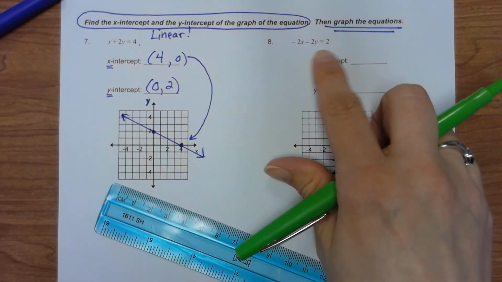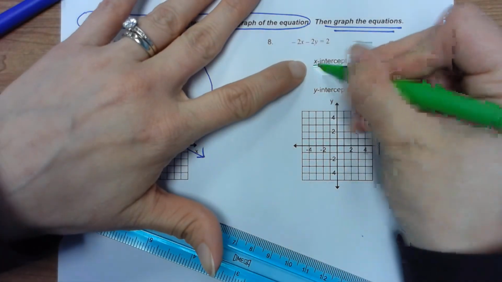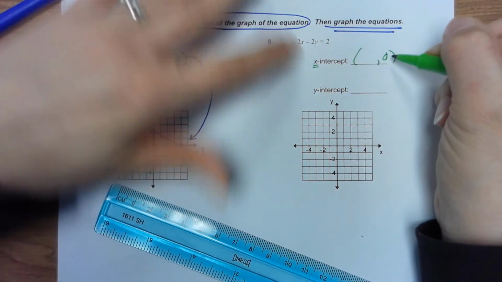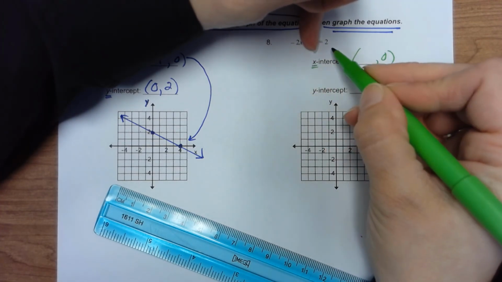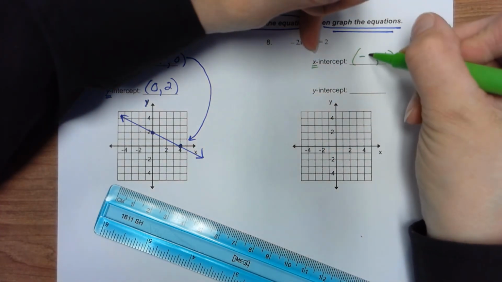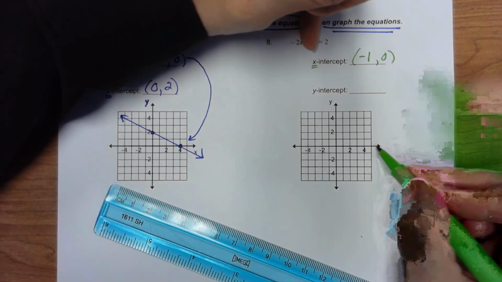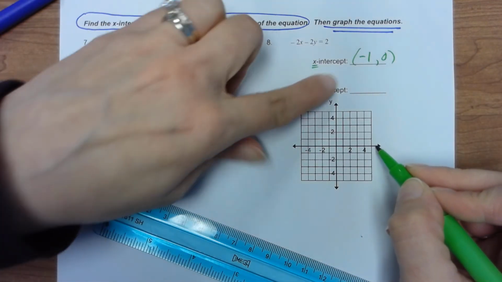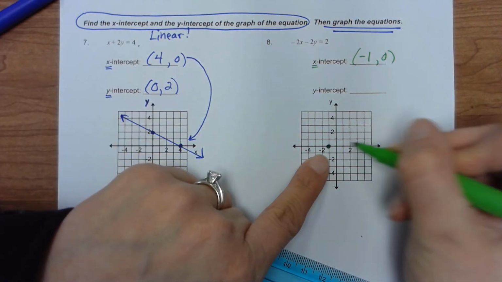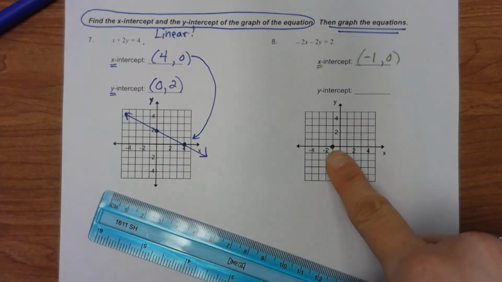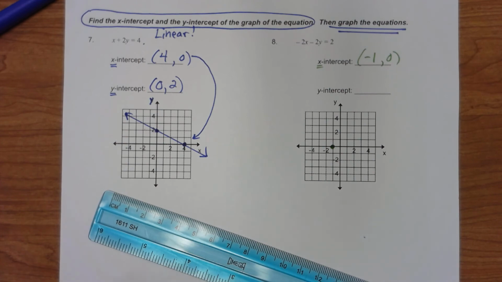Let's be super careful with these negatives. To find an x-intercept, we're going to zero out the y. I'm going to divide both sides by -2, and that makes -1. So on the x-axis, we need to touch at -1, comma 0. So there's the point that touches the x-axis. There's the x-intercept. All right, let's find the other one.